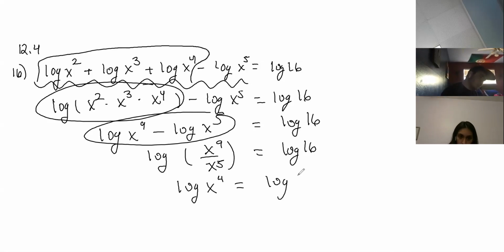Now remember what we said earlier, when you're getting rid of logs, you either drop the log or wrap around. And Garen told you earlier it was wrap around because there were not logs on both sides. What would it be on this one? This is where you would drop it because there's log on each side. X to the 4th equals 16. You take the 4th root of both sides. And what does that give you?